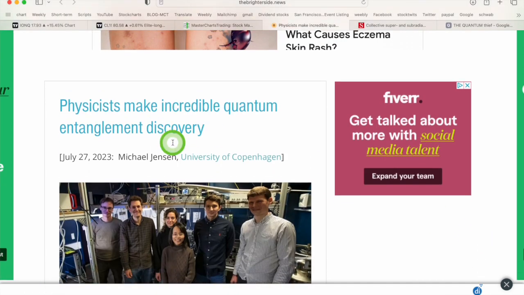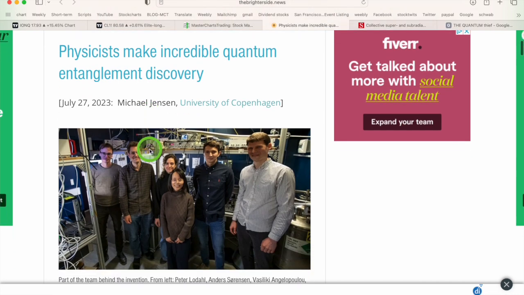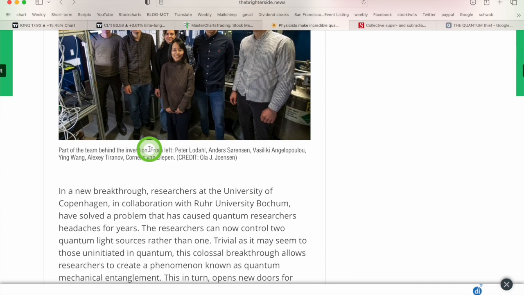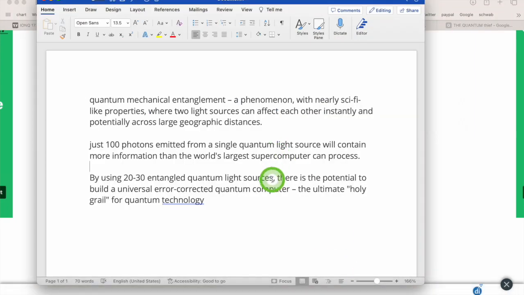This article, these guys, I'm going to provide a link to this article. They figured out a way to entangle more than one photon at a time. So one photon of light, they were able to entangle more than one of them.